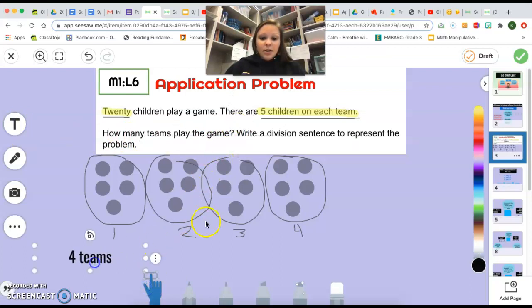The next thing it tells me to do is write a division sentence to represent the problem. Well, how many children do we have in all? Yes, we have 20 children. And what did the problem tell us? It told us that we had 5 children on each team, so we made groups of 5, and this represents the size of our groups. And that equals how many teams or how many groups? Yes, 4 teams or 4 groups. So our total divided into 5 kids on each team equals 4 teams.